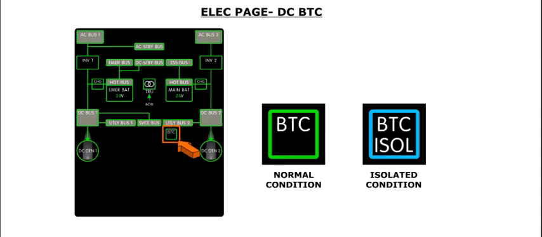The square with the BTC label indicates the status of the DC bus tie contactor. A green square indicates the normal condition. A blue square with a white isolation label indicates that the two sides are isolated from each other.